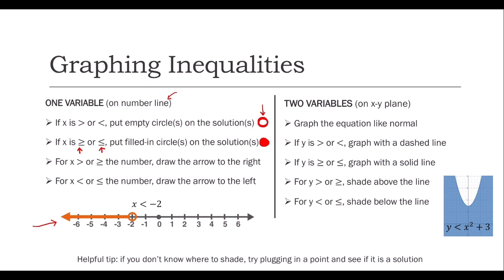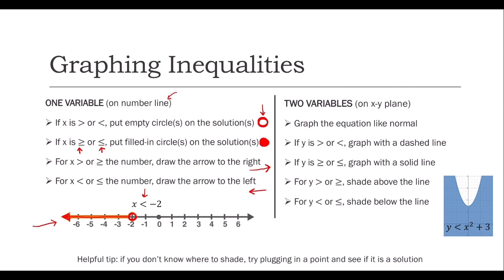For x is greater than or equal to the number, you'll draw an arrow to the right. So your arrow will go this way because it's going to be greater than. It'll go towards the bigger numbers. And then for x is less than or equal to the number, you'll draw the arrow to the left because we'll have the numbers that are less than that. So this one here is x is less than negative 2. Since negative 2 is not included, there's no equal sign. It'll be the open circle like it shows here. And then it's going to the left because x is less than that.